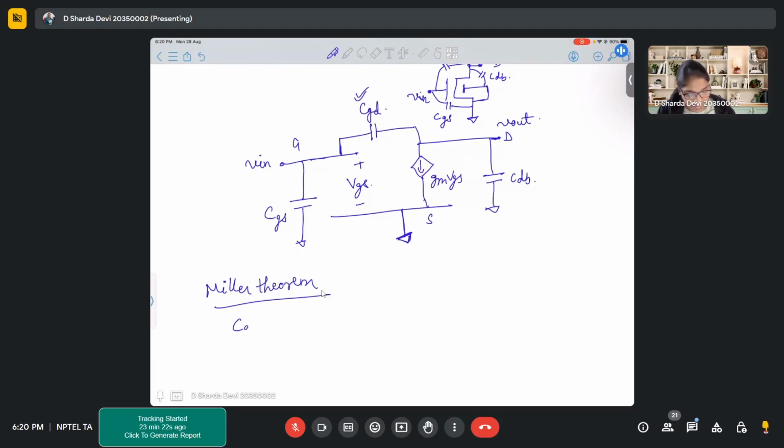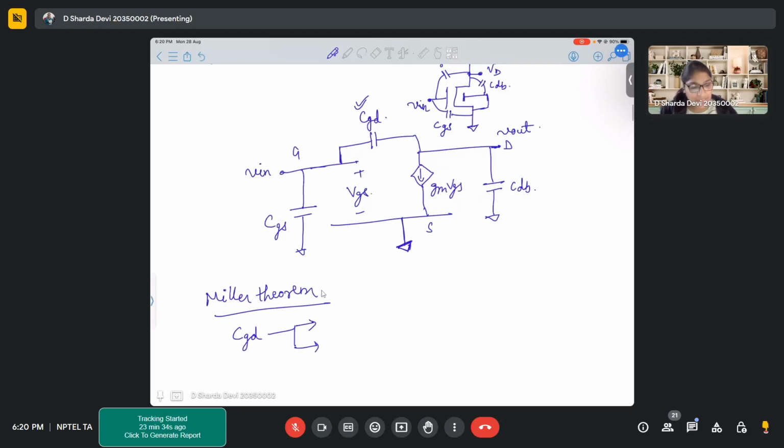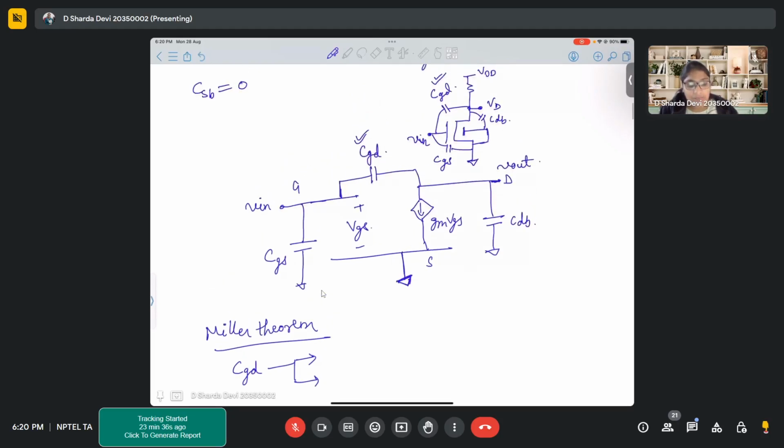So what we do in Miller's theorem, by applying Miller's theorem, we divide CGD. Ma'am, one more thing, why is this called a floating capacitance? Which one? CGD? CGD is called a floating capacitance. Yes, ma'am. I know the name, but I don't know how that floating name came about.